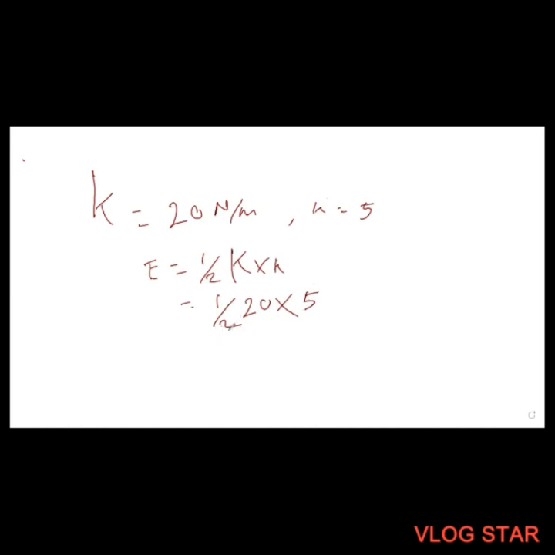So we are going to half of 20, which is 10, times 5 squared, x squared, sorry. So 5 squared is 25. So when you multiply that, you're going to have 250 joule. 250 joule. So that is the elastic potential energy when the spring constant is given and every other thing is given. That is how you solve it out. So I'm going to return us back to our screen.